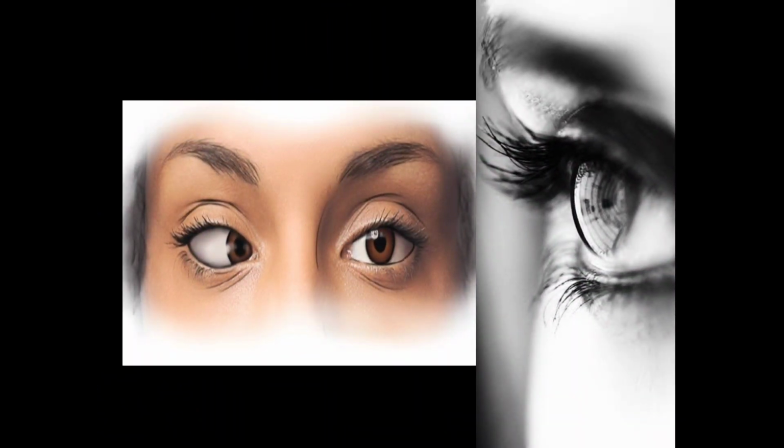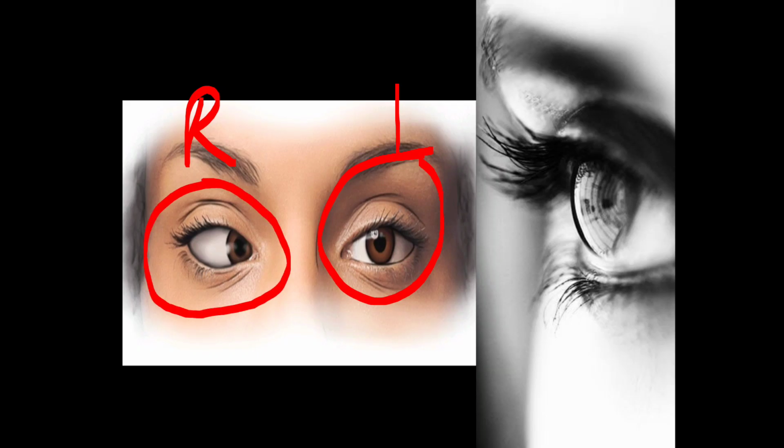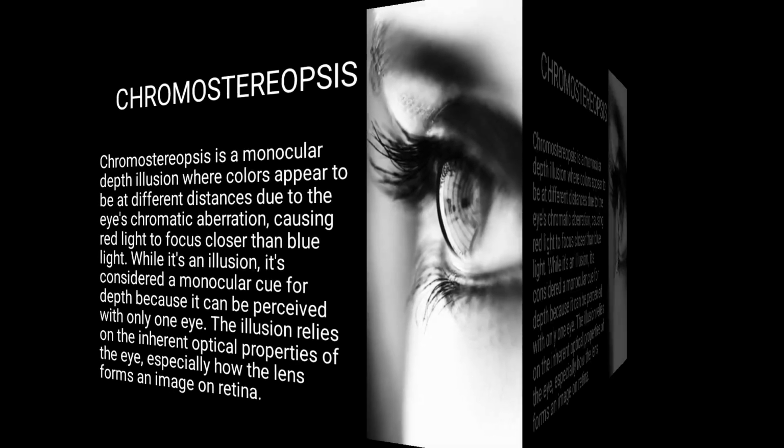So let's see an example. This one is the right eye of the patient and this one is the left eye of the patient. We can assume that this eye is a non-functional eye. So if the patient is supposed to look at a near object or at the nasal side, this eye shows esotropia, which is the movement of the eye shown in the monocular cues.